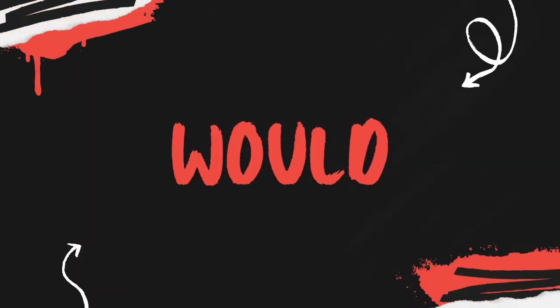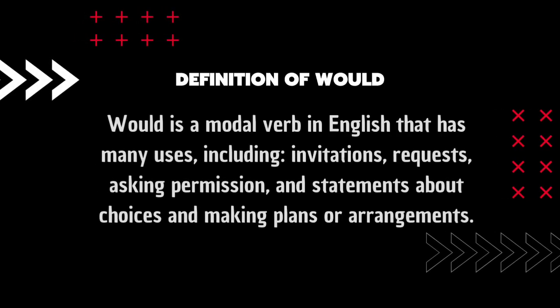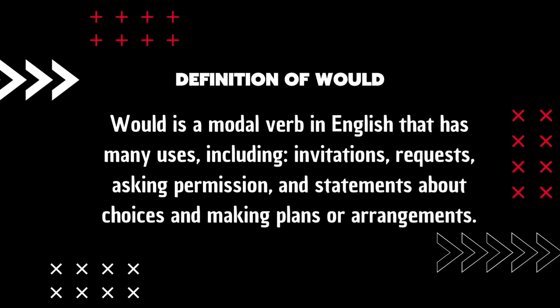Would. Definition of would. Would is a modal verb in English that has many uses, including invitations, requests, asking permission, and statements about choices and making plans or arrangements.